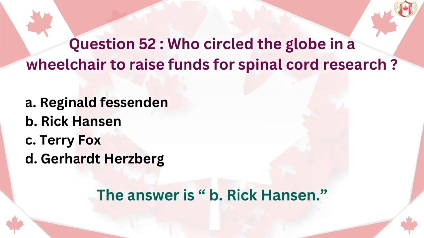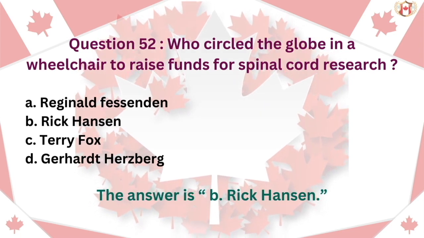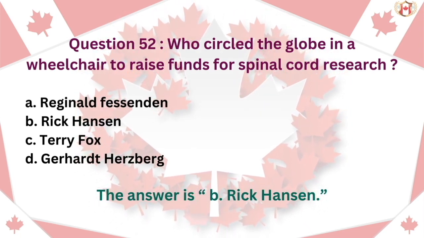Question 52. Who circled the globe in a wheelchair to raise funds for spinal cord research? A. Reginald Fessenden. B. Rick Hansen. C. Terry Fox. D. Gerhard Herzberg. The answer is B. Rick Hansen.